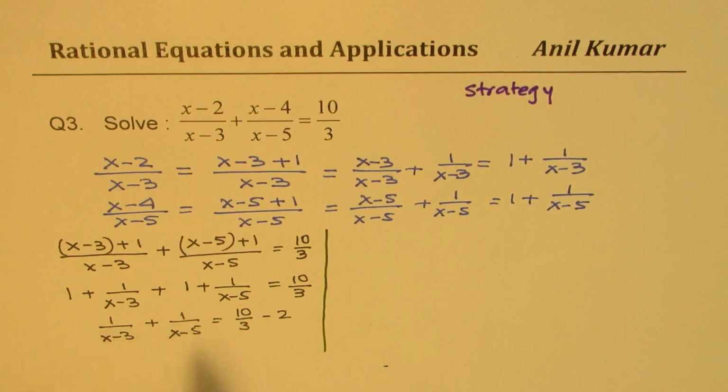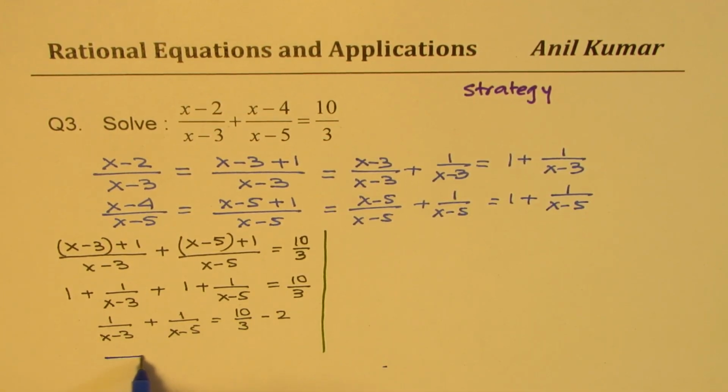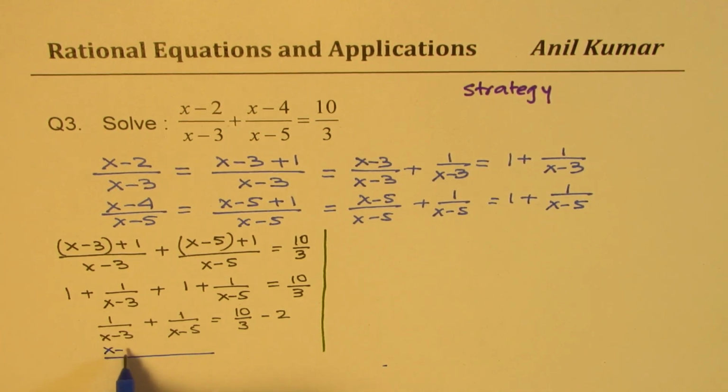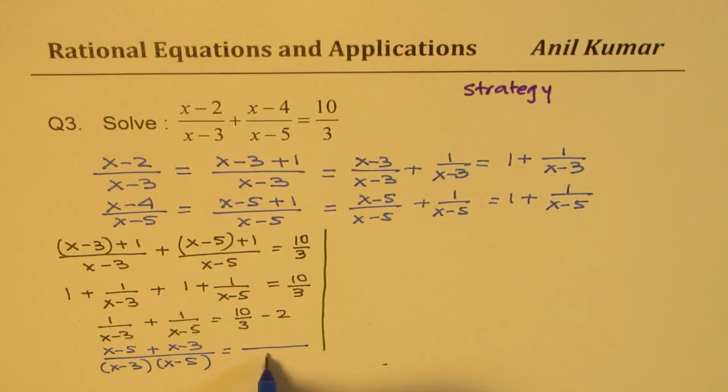Now we can take a common denominator here. So we get in the denominator the product of these two, and we get x minus 5 plus x minus 3 in the numerator, right? And the product x minus 3 times x minus 5 in the denominator. Similarly here, we get a common denominator of 3 and we get 10 minus 6 in the numerator. Now let's take it to the right side and solve.